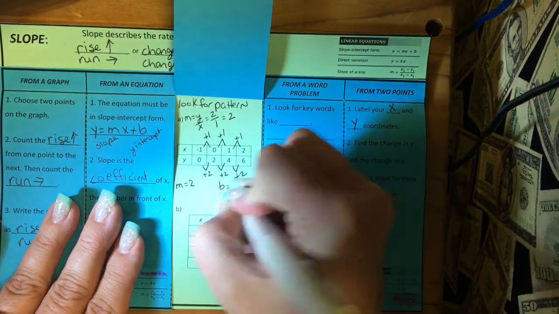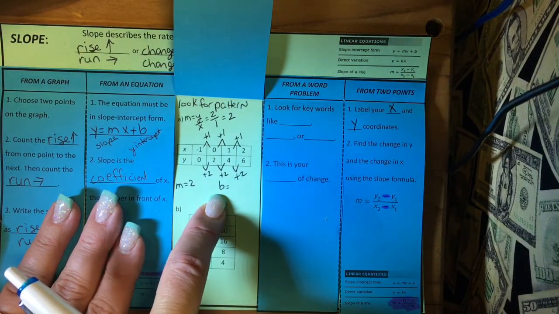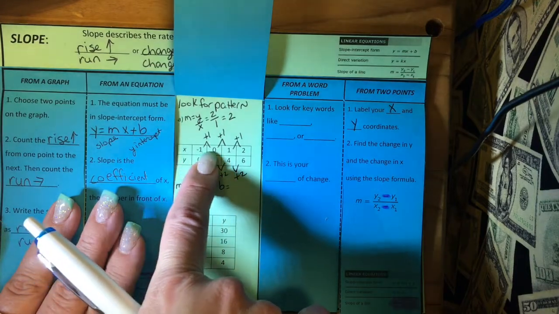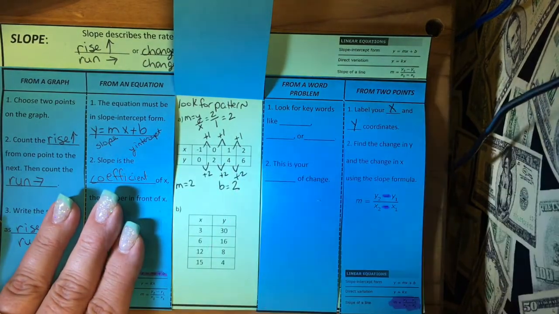We can also find our y-intercept from the table. And so our y-intercept is where x is 0. So when x is 0, my y is 2. So in this case, my y-intercept would be 2.